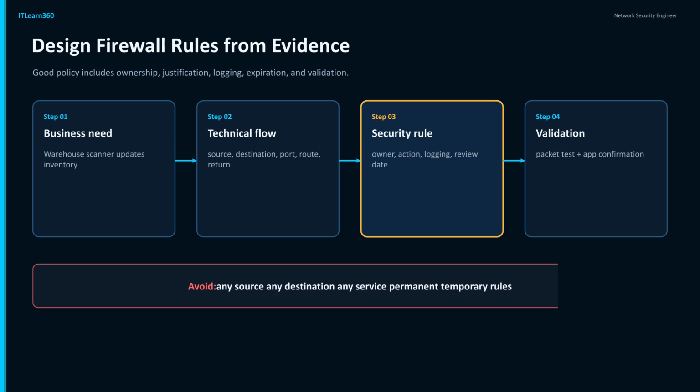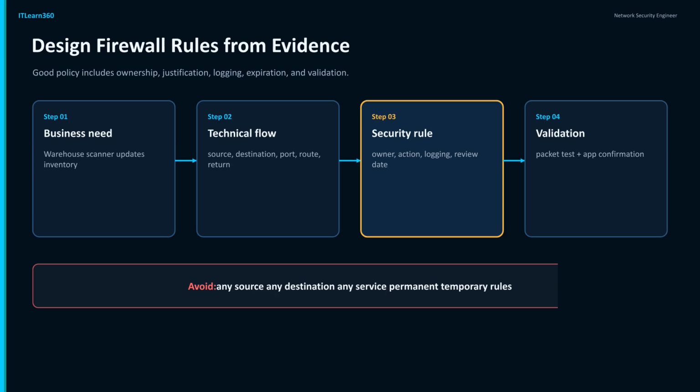This prevents vague rules such as any source, any destination, any service, or a temporary rule that becomes permanent. At Summit Fresh, evidence-based rules help the team restore scanner access without reopening the broad vendor path. They also make later reviews much easier because the reason for the rule is preserved.